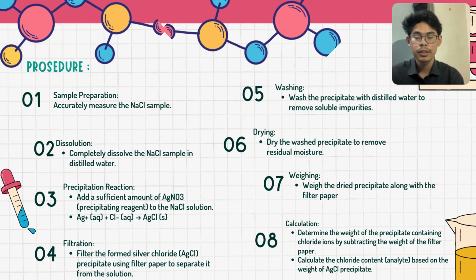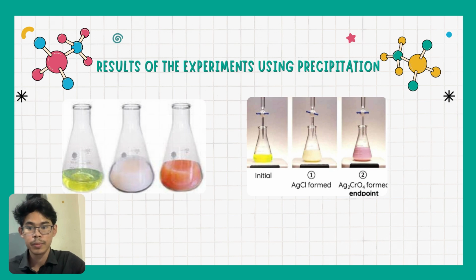Next, filter the resulting silver chloride precipitate using filter paper to separate it from the solution. And then, wash the precipitate with distilled water to remove any soluble impurities. And after that, dry the washed precipitate to eliminate residual moisture and weigh the dried precipitate along with the filter paper. And we can determine the weight of the precipitate containing chloride ions by subtracting the weight of the filter paper. These are the results for the experiment.